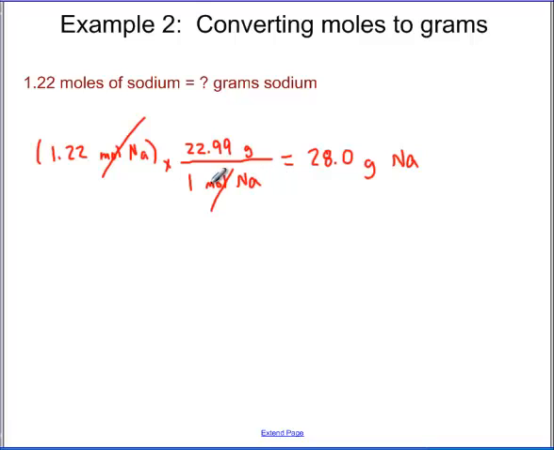Notice that the molar mass is used as a conversion factor in the same way. It's just in the numerator in this case and in the denominator in the previous example.